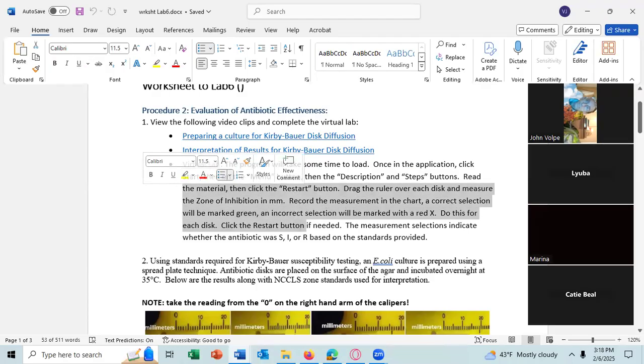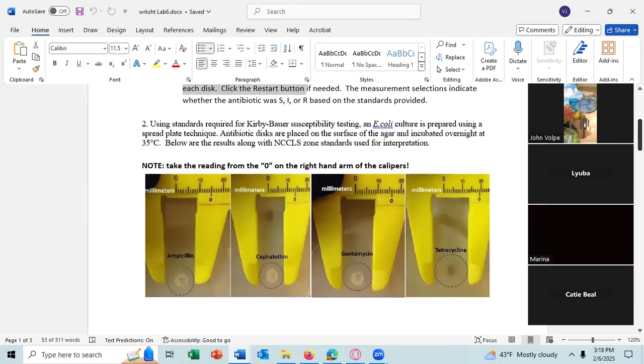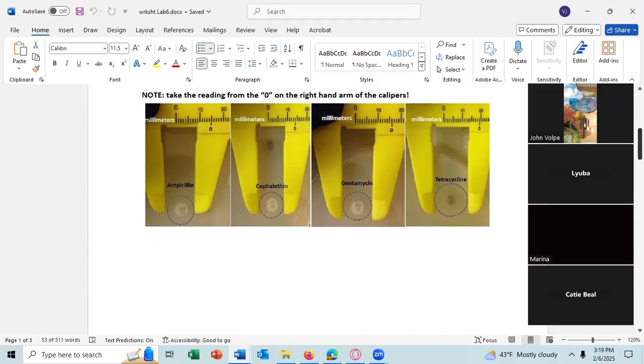All right. So let's go to the first question. Using standards required for the Kirby-Bauer disk diffusion method, E. coli is prepared using a spread plate technique. Antibiotic discs are placed on the surface of the agar and incubated overnight at 35 degrees. We then come out and take a look at the zone of inhibition. And there you can see the zone of inhibition right there for ampicillin.